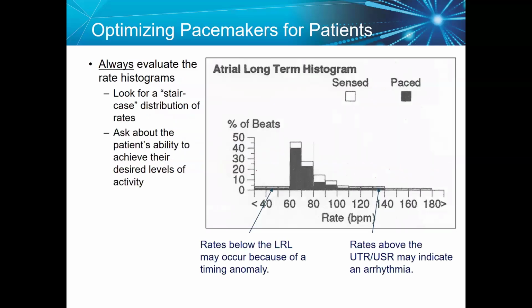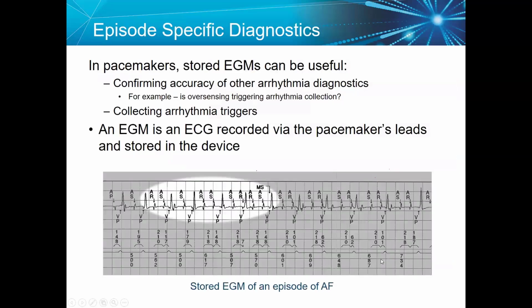Here, we should always see the rate histogram. A rate below the lower rate limit here may be because of a timing anomaly. It doesn't mean anything, okay? But a rate above the upper tracking rate or upper sensor rate may indicate an arrhythmia. Okay, here that we see an arrhythmia, the pacemaker stored EGM can be useful.